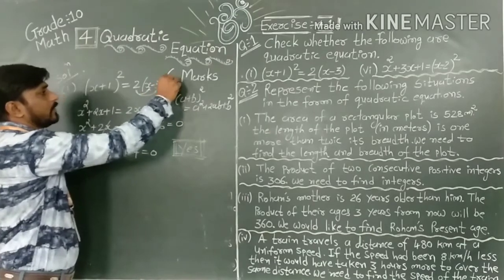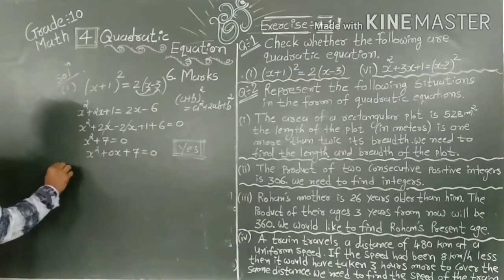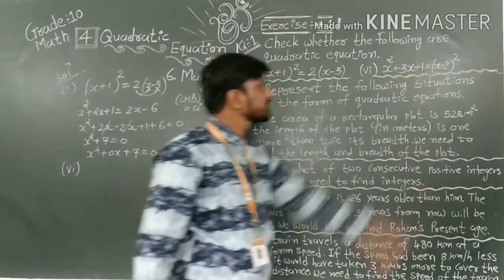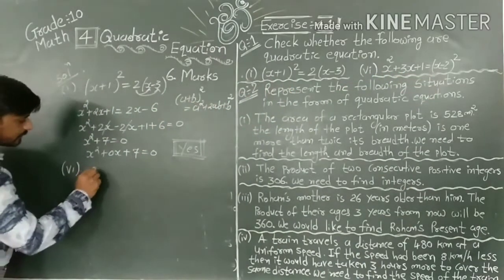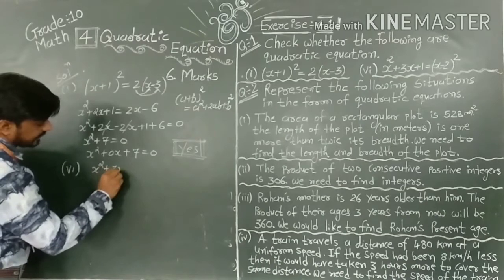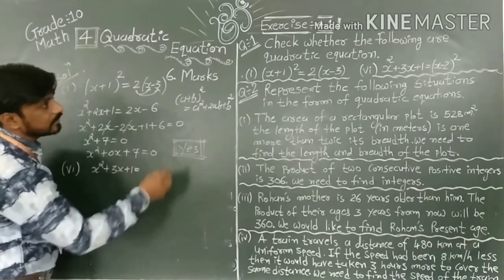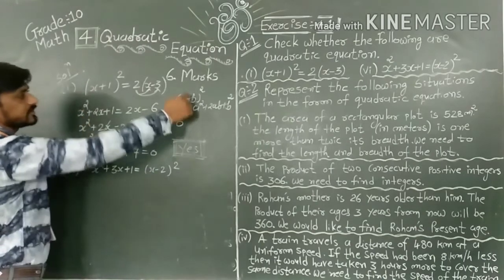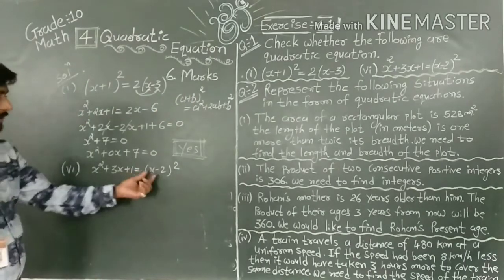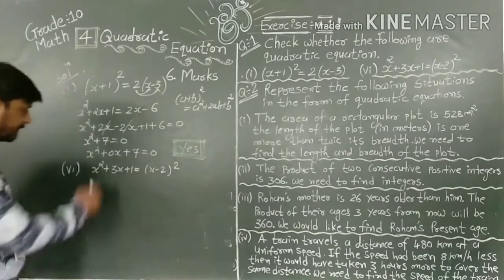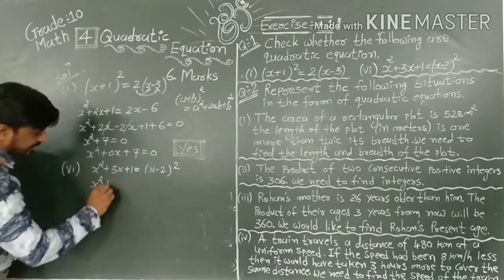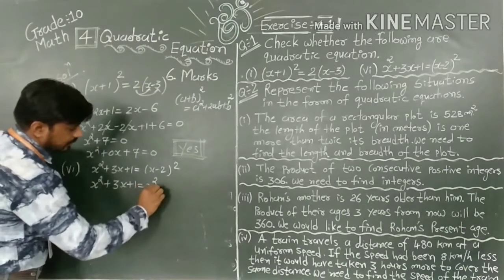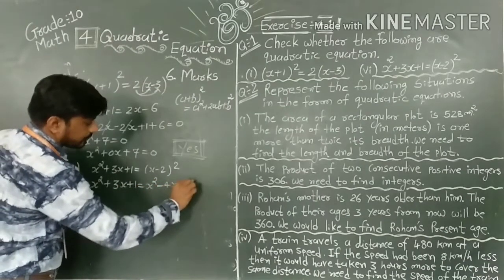Now what is the second one? Now look, x square plus 3x plus 1 is equal to x minus 2 whole square. Again I use this formula here for the whole square. That means this stays as it is, x square plus 3x plus 1. Now the right side is x square minus 4x plus 4.